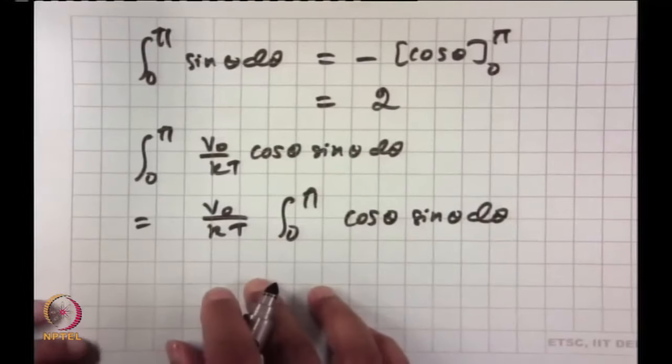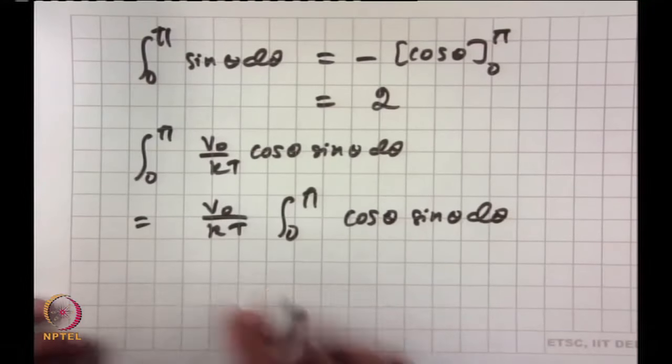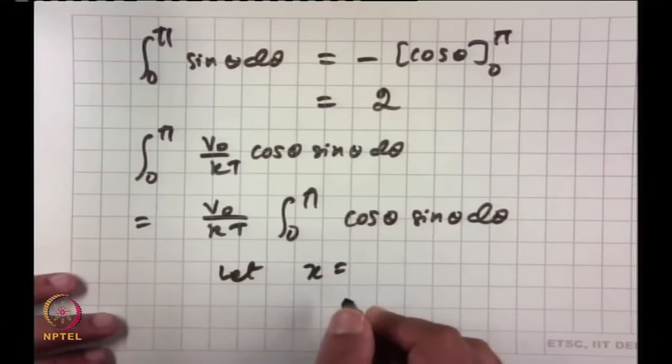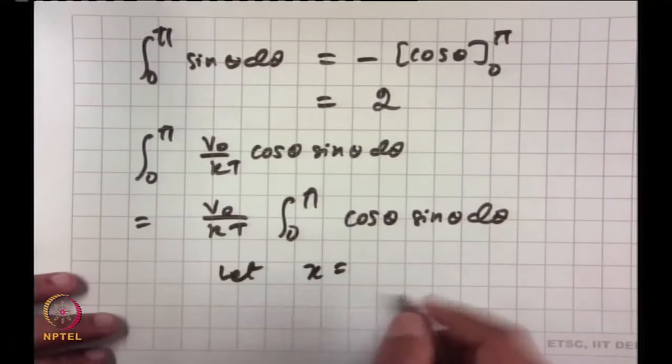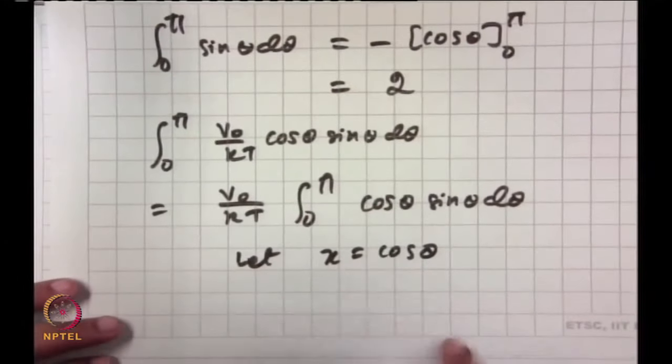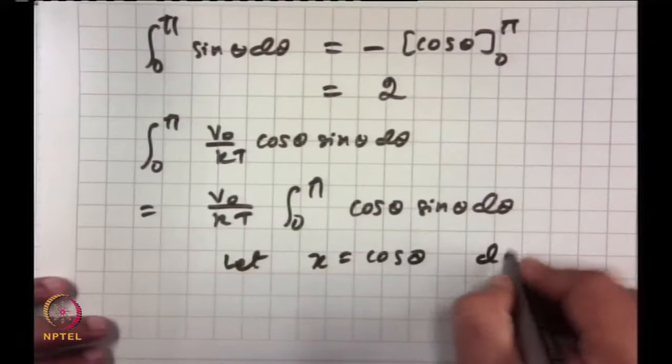And let us do a trick, I am sure you guys know. Let x equal to, I can do that, or I can also do this. Let x be equal to cosine of theta, right. Then what is dx equal to?